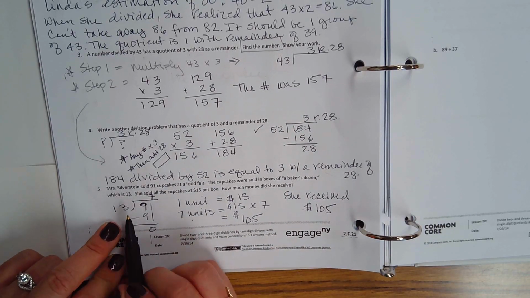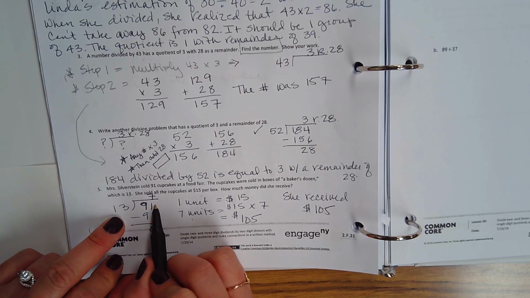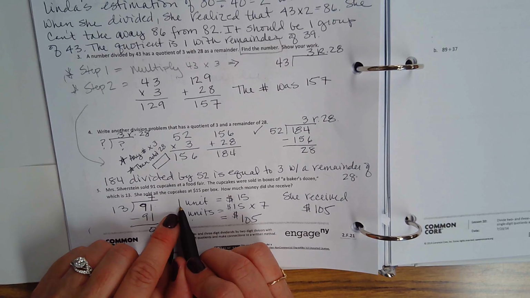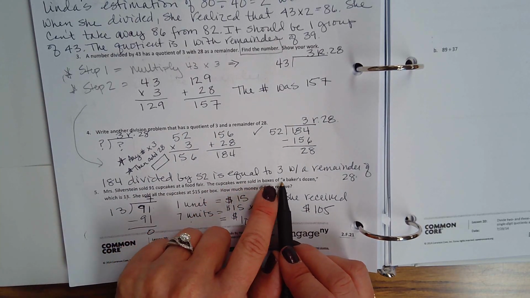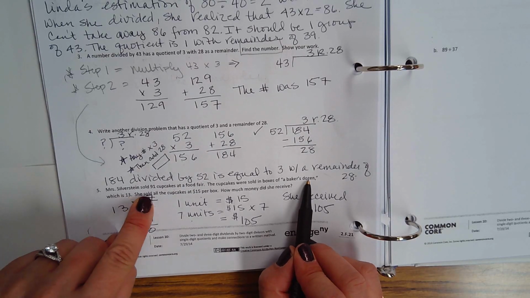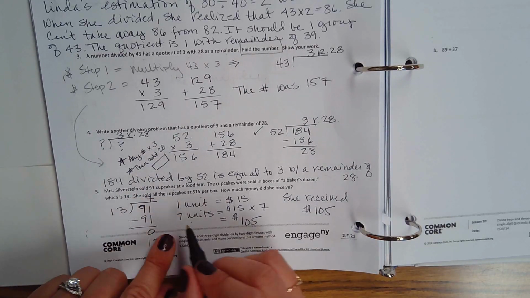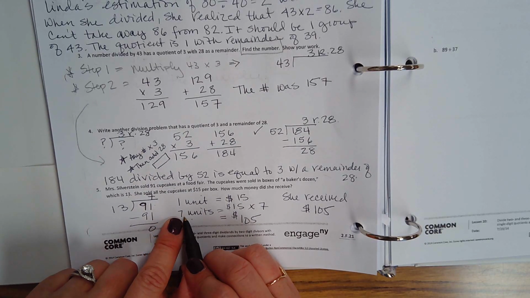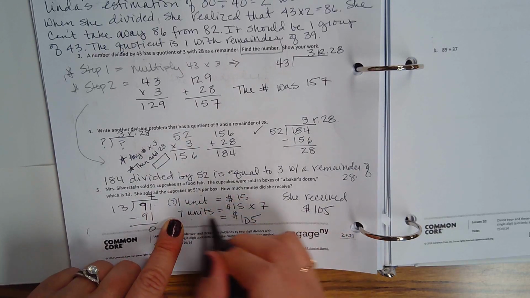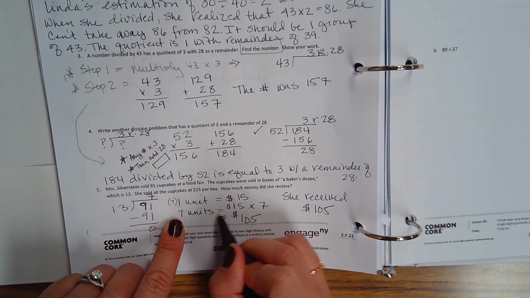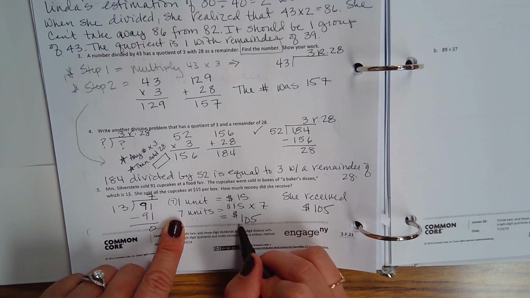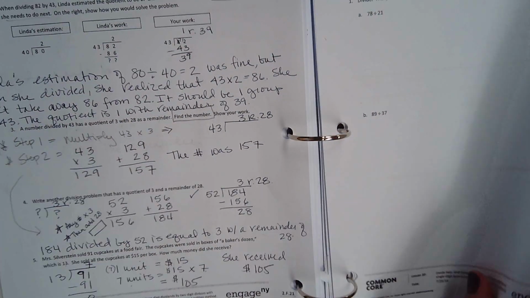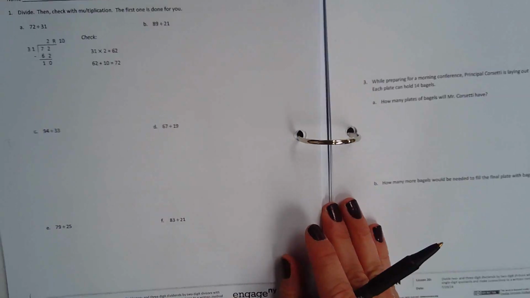Well, let's see. 91 divided by 13 is 7. So I have 7 boxes, right? The cupcakes were sold in boxes of a baker's dozen, which is 13. She sold all the cupcakes, so we have 7 boxes. If 1 unit is equal to $15, now we need to multiply that by 7. Whatever you do to one side, you do to the other side. So 7 units is equal to 15 times 7, which is $105. She received $105.